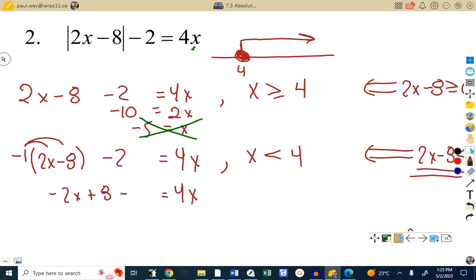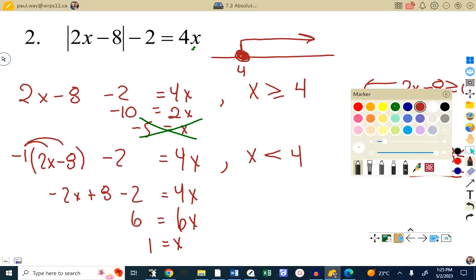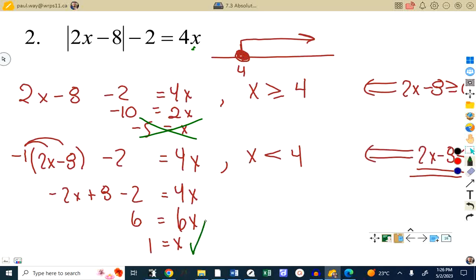Oh, minus 2. I move the 2x over. This time I get 6x and I get 6, so x is equal to 1. Is 1 for x in the domain for this equation we just solved? Yeah, because it's x is less than 4. That means that is a solution. And if you want, you can put 1 up there for x and convince yourself that you're going to get a true statement. But you don't need to.